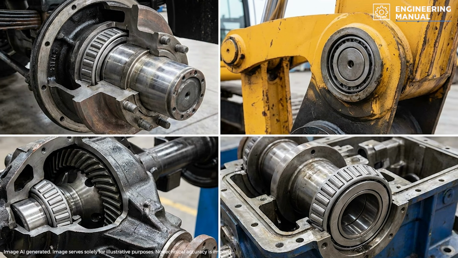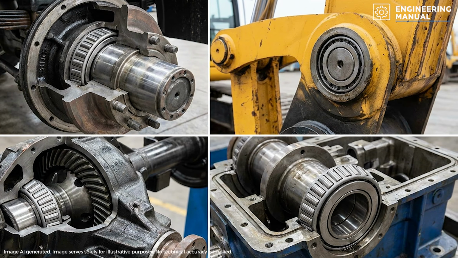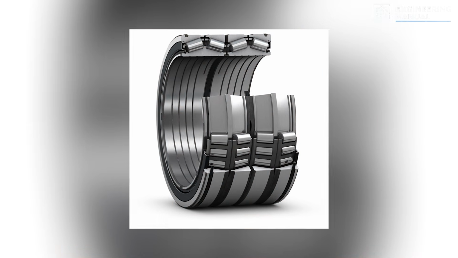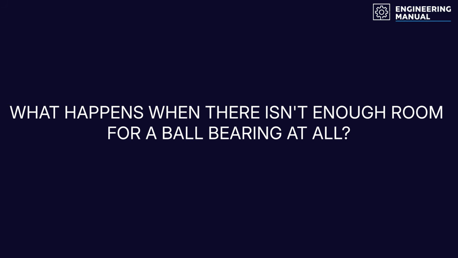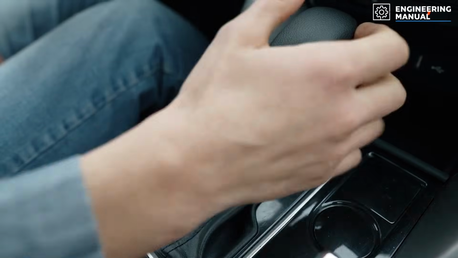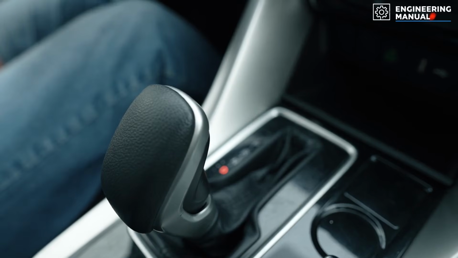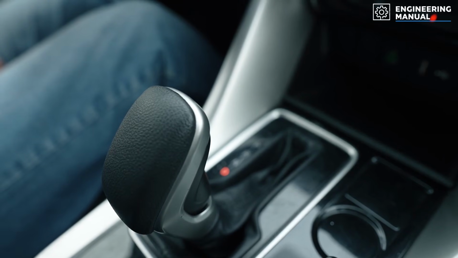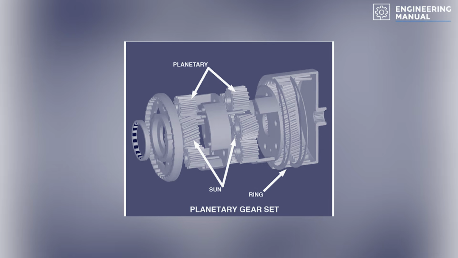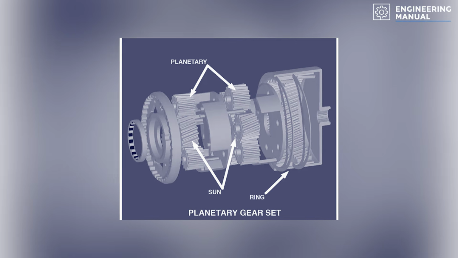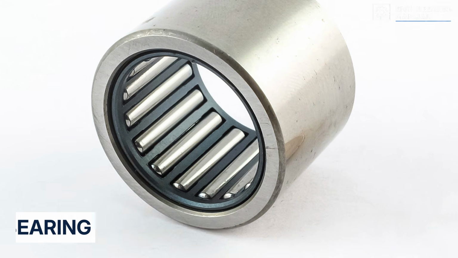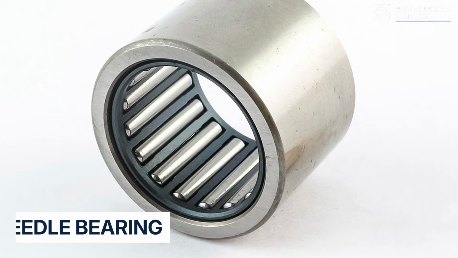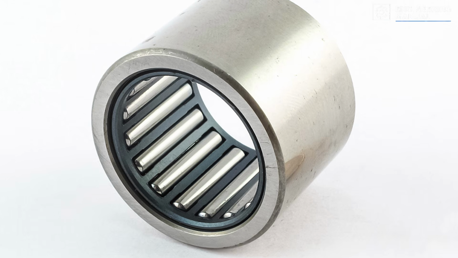But even this elegant solution couldn't solve every problem. Sometimes the limitation wasn't the load, it was the available space. What happens when there isn't enough room for a ball bearing at all? Modern automatic transmissions contain dozens of rotating components packed into an astonishingly small volume. Planetary gear sets often leave only a few millimeters for an entire bearing assembly. Balls simply don't fit. Engineers solved this problem by abandoning the idea that rolling elements need to be roughly spherical.